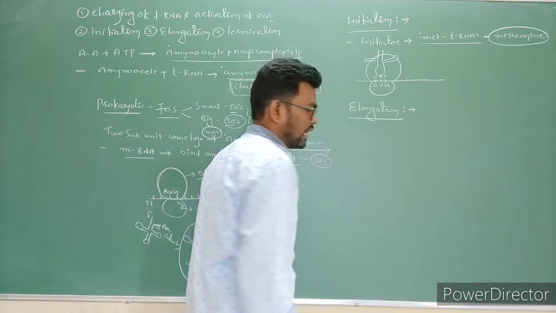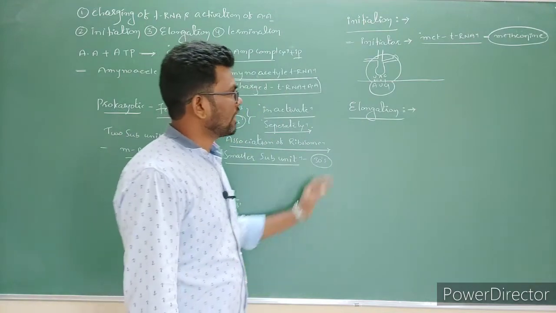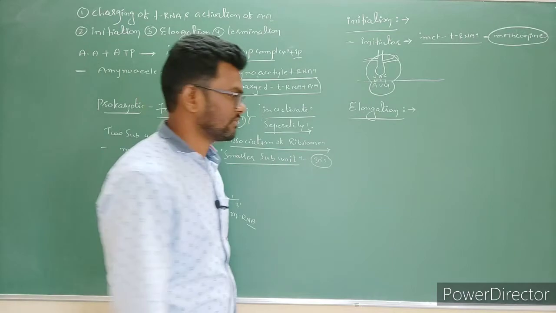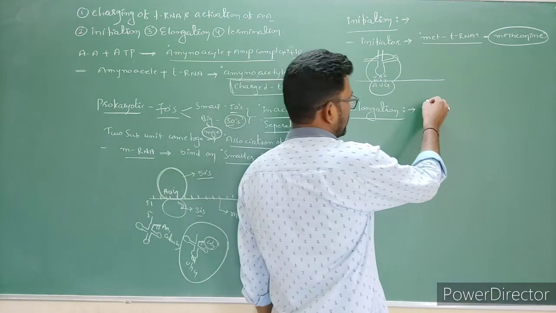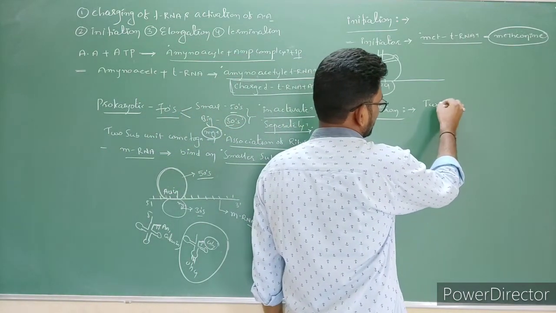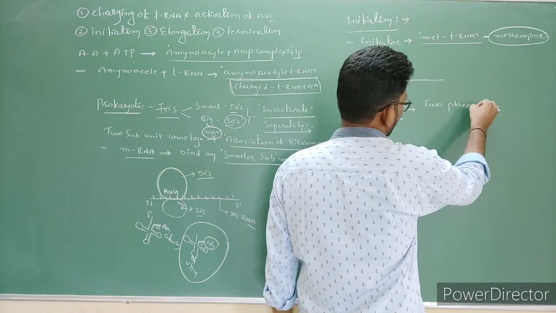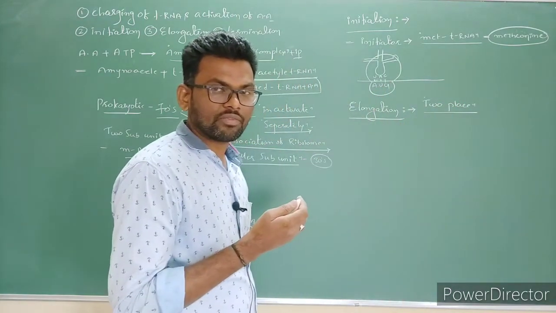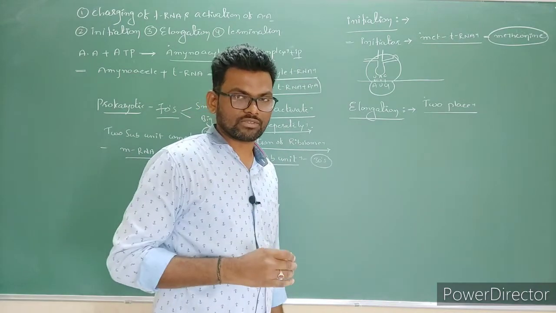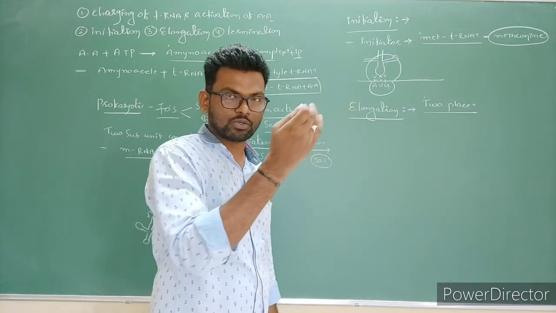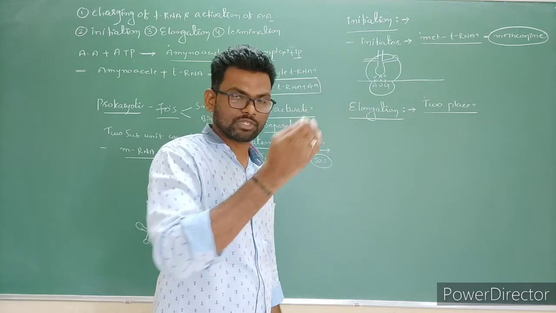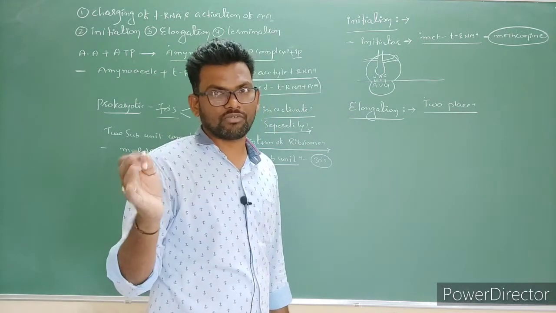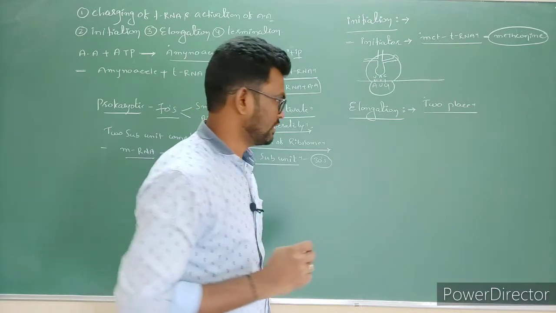Next one is what? Elongation. Here in the elongation process, each and every ribosome contains two places. One is for accepting and one is for releasing. For one, it is accepting one amino acid, which means tRNA. Second, the releasing of tRNA. Like, two locations are present.